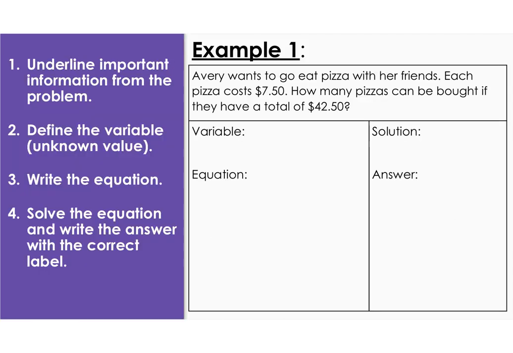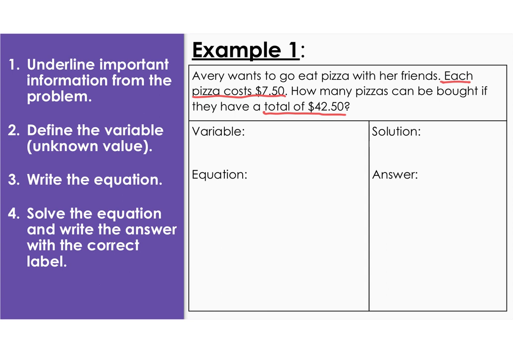Avery wants to go eat pizza with her friends. Each pizza costs $7.50. How many pizzas can be bought if they have a total of $42.50? So I'm going to underline the important information. What's important here? Each pizza costs $7.50. And then they have a total of $42.50. And they want to know how many pizzas can be bought.